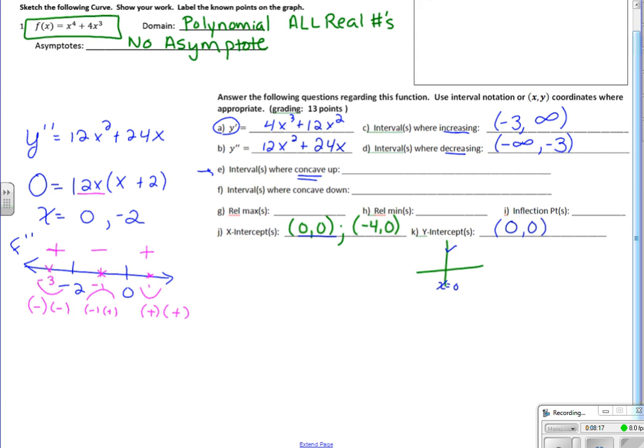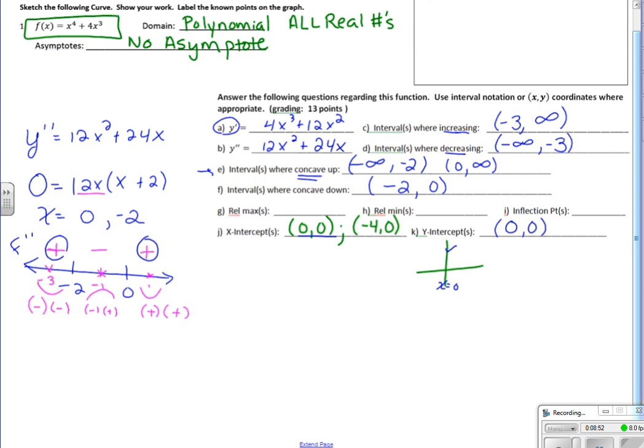So, concavity here. Intervals where it's concave up, I would have -infinity to -2. Also, I would have 0 to infinity. I'm reading this strictly from my sign chart here. Positive and positive, concave up, concave up. Intervals where it's concave down would be that middle ground between -2 and 0. Do I have any relative maxes or mins?